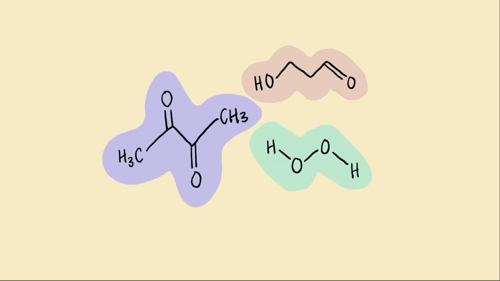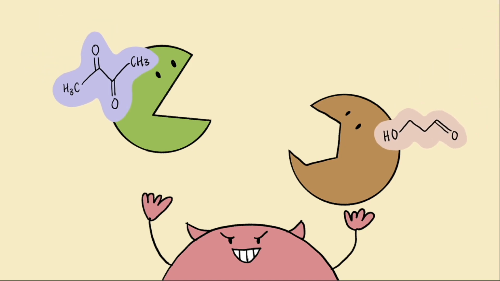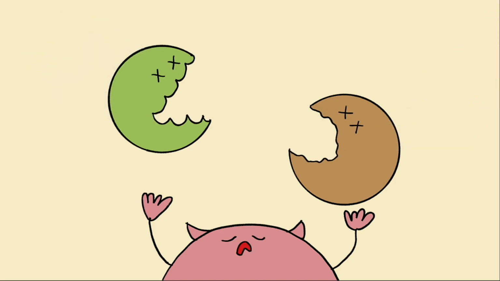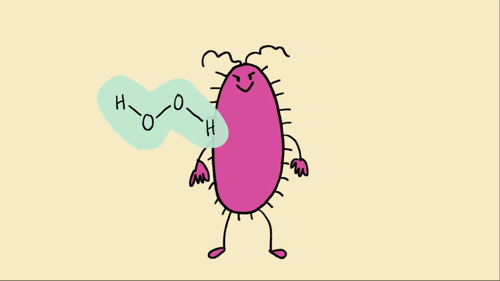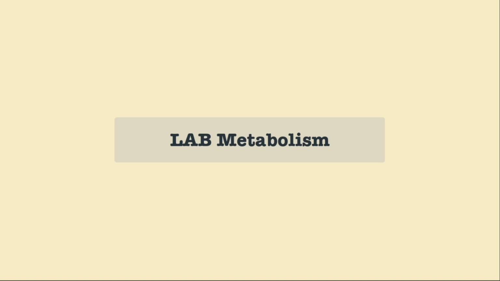Other small molecules produced by lactic acid bacteria include diacetyl, hydrogen peroxide, and reuterin. Diacetyl and reuterin alter metabolic processes of bacteria by deactivating key enzymes, while hydrogen peroxide destroys membrane proteins of gram-negative bacteria. Let's talk about lactic acid bacteria metabolism.